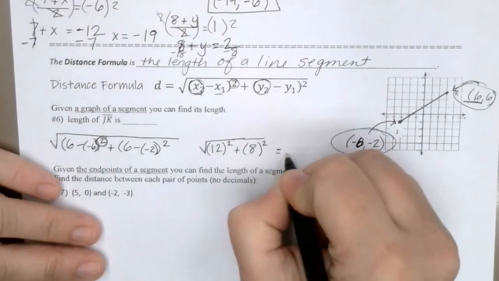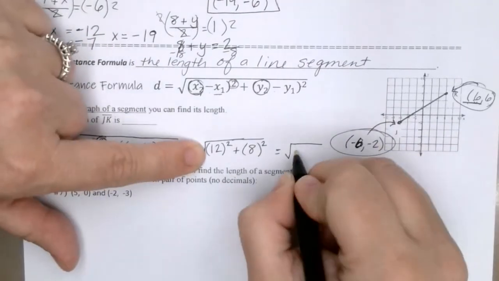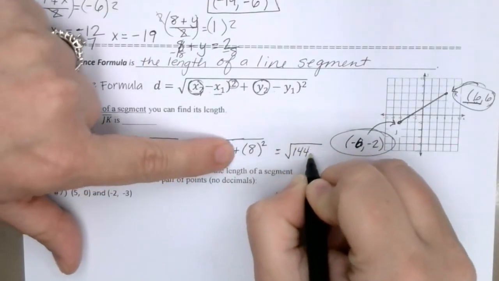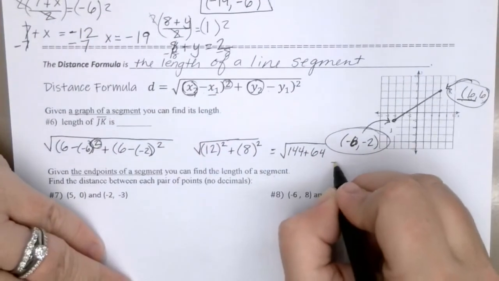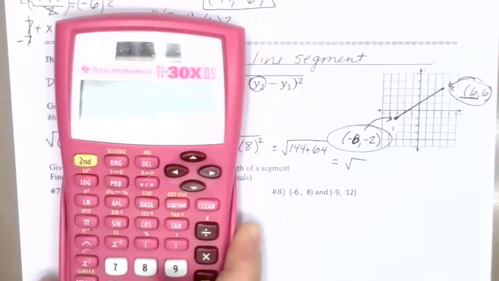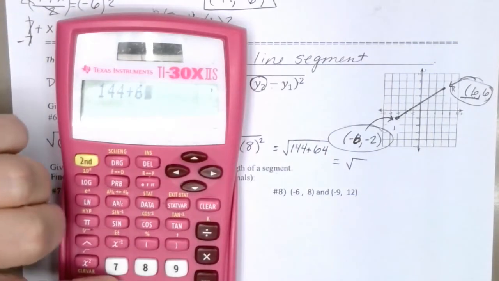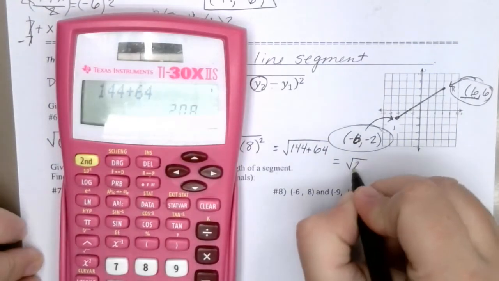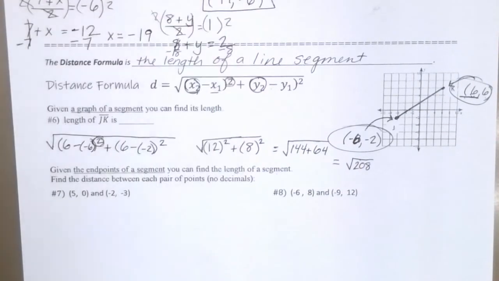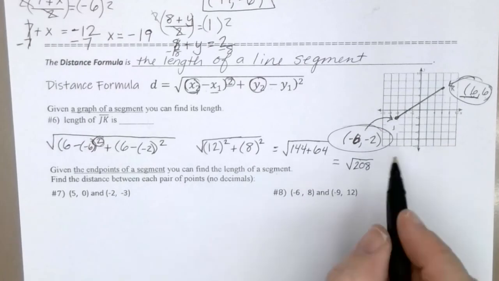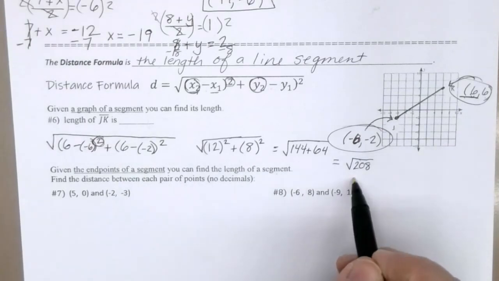Okay. What is 12 squared? 144. What is 8 squared? And what is 144 plus 64? I can't leave my answer like that. Why can't I leave my answer like that? You have to simplify your square root.